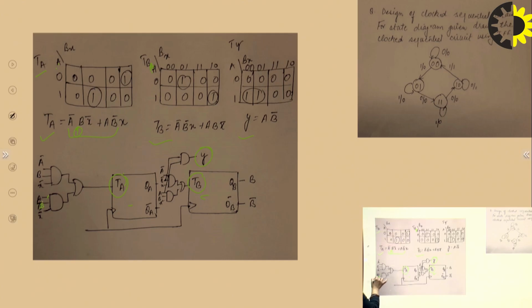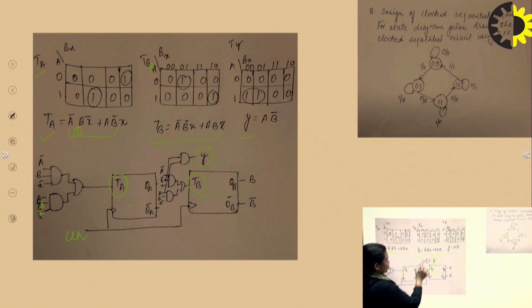This is B bar and this is X, right? And this is fed to an AND gate, and then both are fed to an OR gate, and you are getting your TA. So TA is fed with this. This is your clock, right? This is a sequential circuit, so we need a clock. And then for TB also you are fed with this.